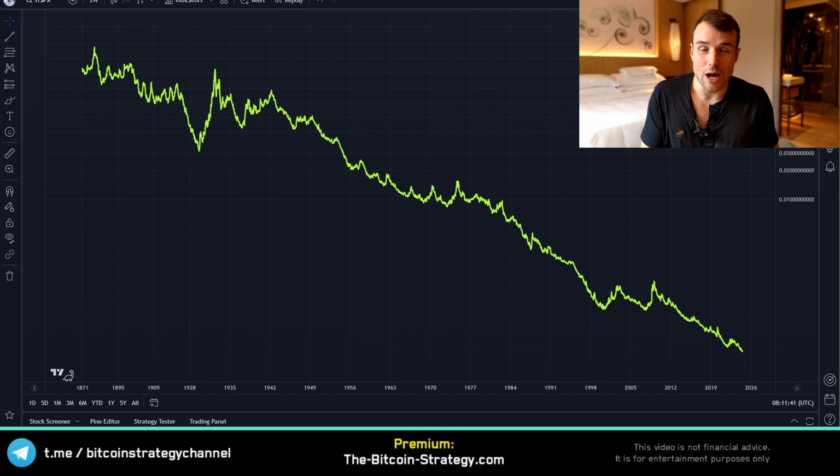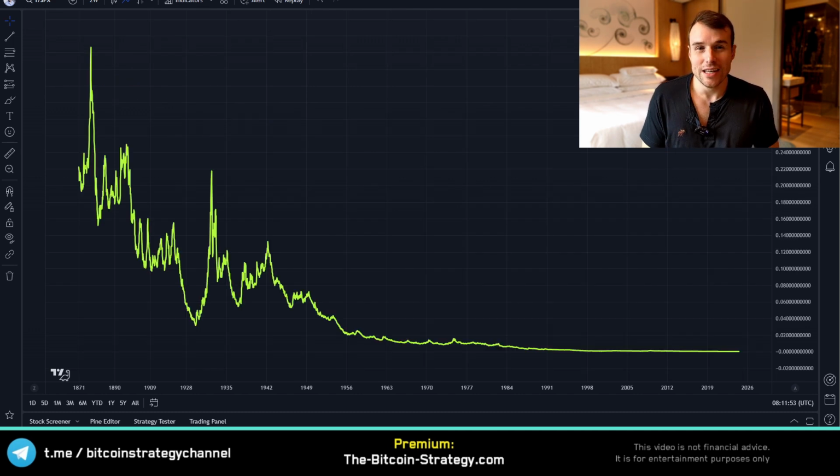This is actually rather a flattering chart because it's plotted on a logarithmic scale. Here's the same chart plotted on a linear scale, right? Your purchasing power is pretty much zero. You can't hold cash over the decades. Now, this isn't really news, but some follow-up charts might be news to you.